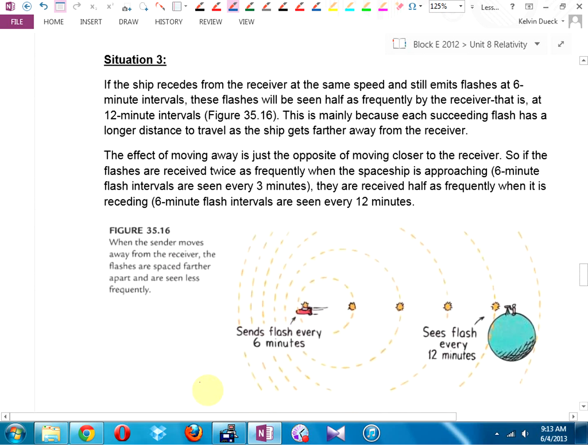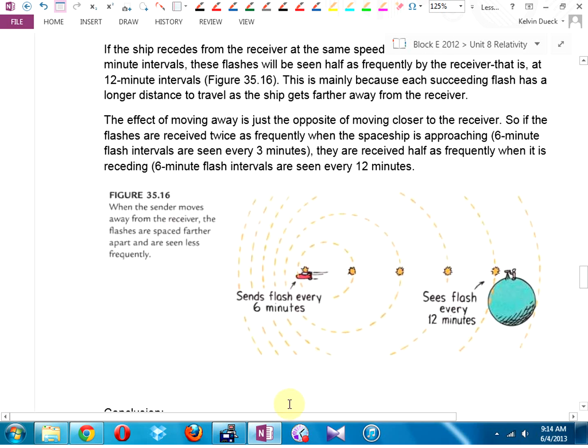Let's move away from the Earth. Well, now what's happening as you move away from the Earth, those flashes of light have a further distance to travel. They're going to take longer to get to the Earth. Even though on the ship, every 6 minutes, I'm sending my flashes of light, on the Earth, I see the flash every 12 minutes.